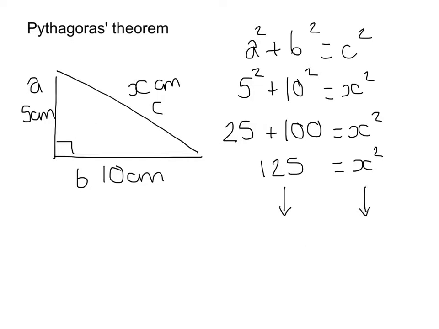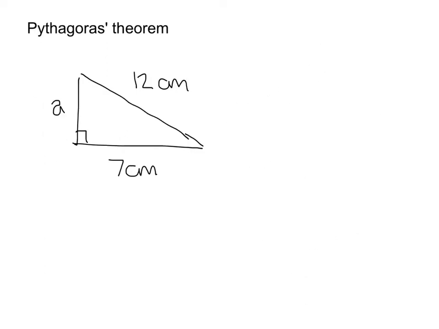Again, we square root both sides, and that gives us, well, the square root of 125 is 11.2 centimetres equals x, and it really is as simple as that. Now, we can use Pythagoras' theorem not just to calculate the length of the longest side, but also the shorter side, so we can use it to work out A or B. So let's have a look at an example where we work out A or B.